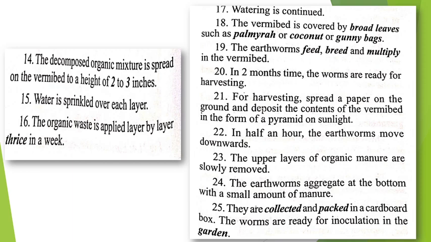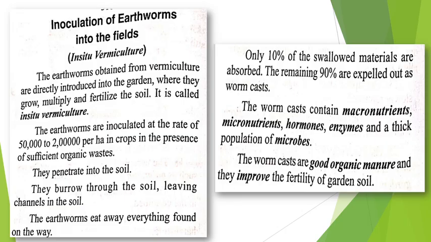The worms are ready for inoculation in the garden. Then the collected worms are transported to be introduced into new gardens. The second step involves inoculation of earthworms. Inoculation of earthworms into the field is called in situ vermiculture. The earthworms obtained from vermiculture are directly introduced into the garden where they grow, multiply and fertilize the soil. It is called in situ vermiculture.